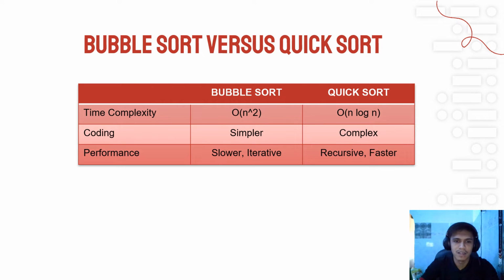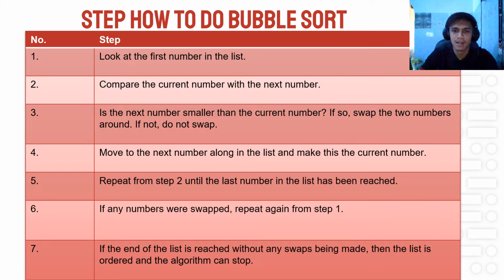Then for the performance, bubble sort is slower but iterative. The quick sort is faster and recursive. Next, the steps of how to do a bubble sort.